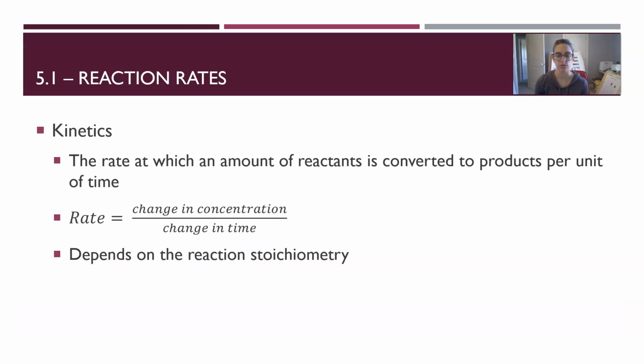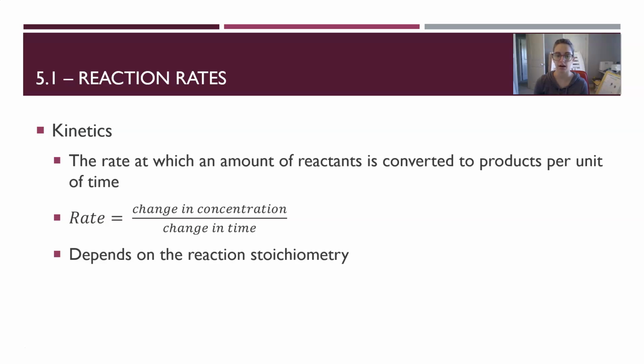When we study reaction rates, we call this kinetics. So kinetics specifically refers to the rate at which an amount of reactants is converted to products per unit of time. So just like any other rate, it's a change over a change in time. When we talk about kinetics in chemistry, we're looking at a change in the concentration over a change in time.